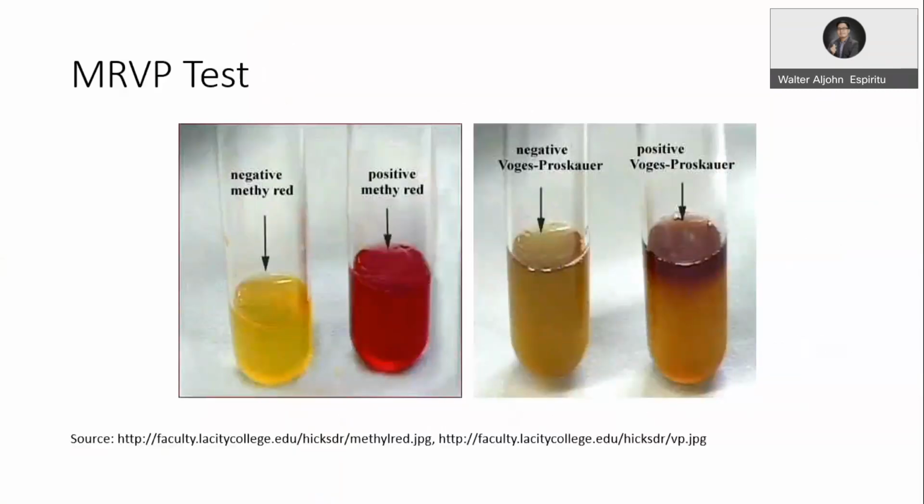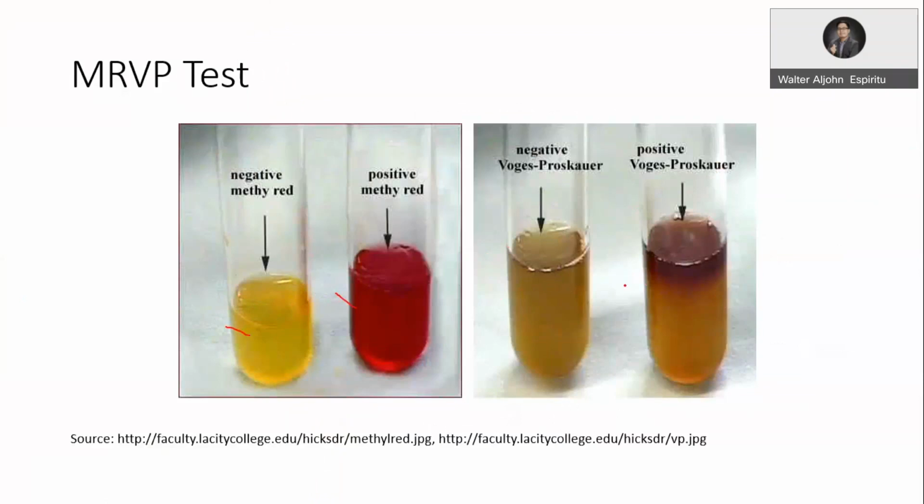So here's the coloration. Here's a broth together with methyl red and it's yellow. Therefore it's MR negative. If it turns red, it means that there's an acid formation and therefore the yellow coloration becomes red or pinkish.